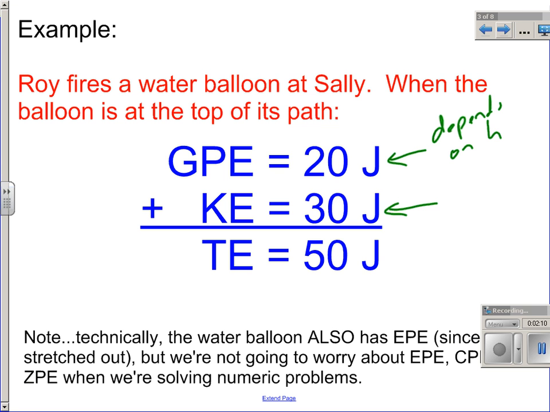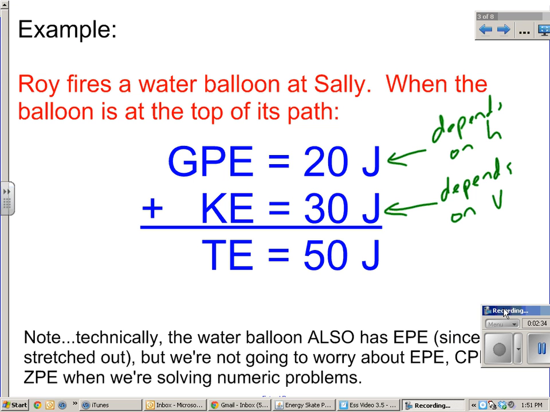Also, the water balloon is moving. And since kinetic energy depends on velocity, there's going to be some kinetic energy too. So maybe you take a photograph of the water balloon when it's at the top of its path. Because it's high up, it's got 20 joules of GPE. Because it's moving, it's got 30 joules of KE. Add them up and you get a total energy of 50 joules. That's all there is to it. You just add them up to get your total energy.